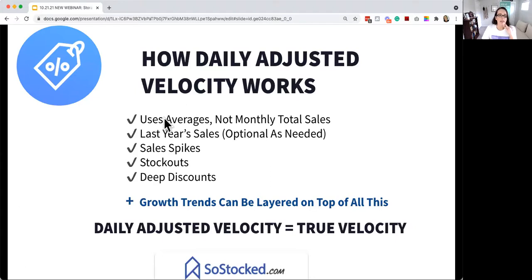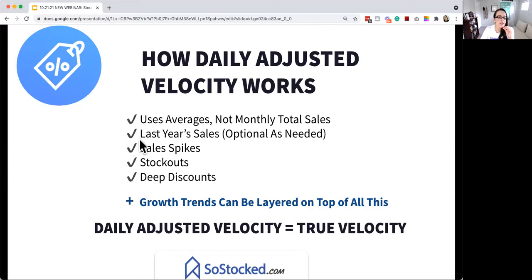All right, so the way that you break this down is you want to use averages rather than total monthly sales. You don't want to look at 30 days and say, okay, 30 days I sold 500 units, because you don't know what data is involved in that 500 units, right? You don't know if you had sales spikes, you don't know if you had stock outs. So that's where the adjusted part of the sales velocity comes from. You're looking at your average and you're removing things like sales spikes, you're removing things like stock outs, you're removing deep discounts if you need to.